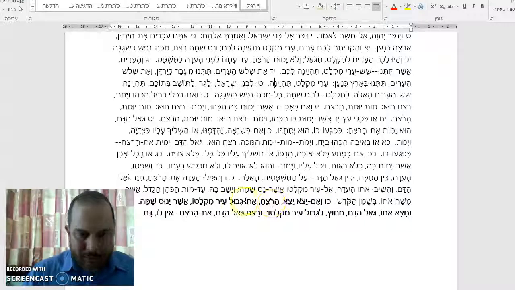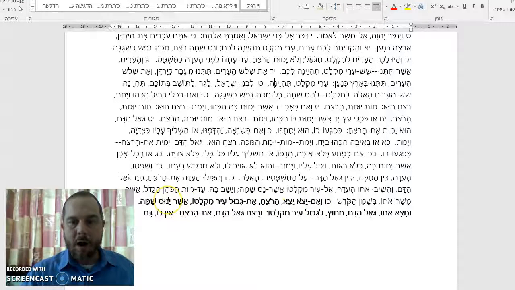But im yatzo yatzar rotzech el gvuli maklato. If he leaves the border, umatzaoto goel hadam michutz gvul ir miklato, and the goel hadam, the blood redeemer, finds him outside of the border. V'ratzach goel hadam et rotzech en lo dam. Then the goel hadam can kill him. Why? What are you doing outside of the ir miklat? You're no longer inside the borders.